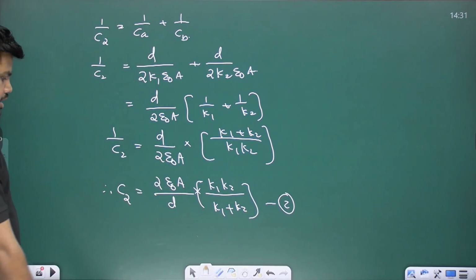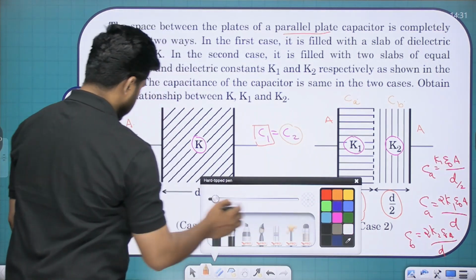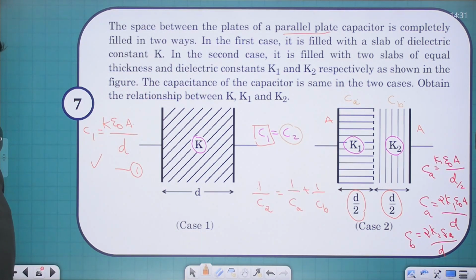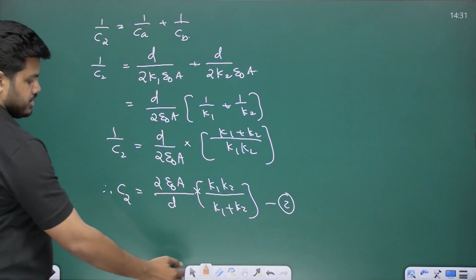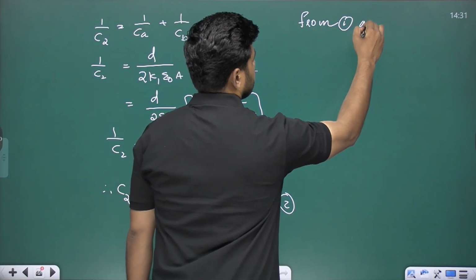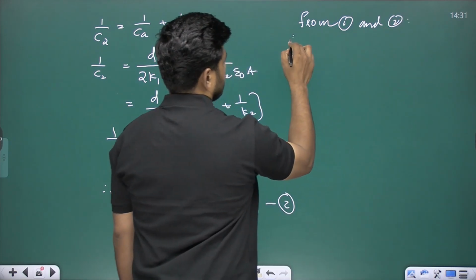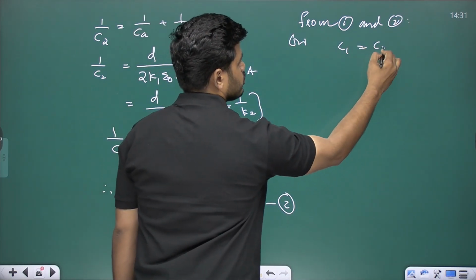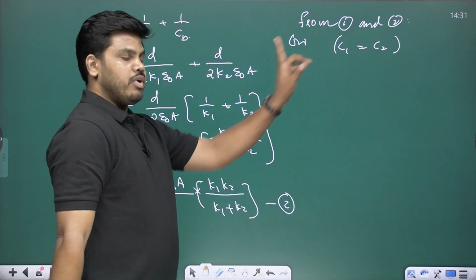You were given C1 and C2 were equal. Equation number 1 gives you C1, right? Now 1 and 2 are equal. We can proceed here from 1 and 2. See, given C1 is equal to C2. This is given, right? So using 1 and 2, I can equate them.